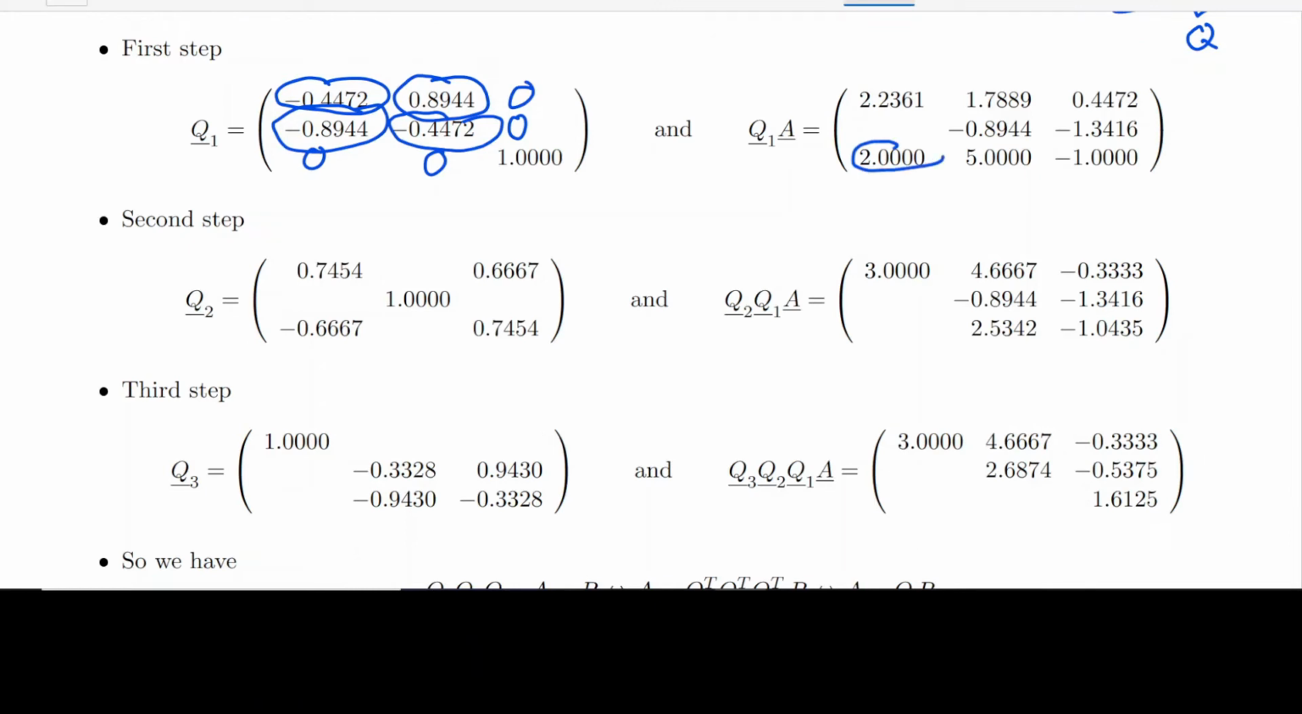Now we want to kill that 2 using the 2.2361. So this time this S is that number, this T is that number, square S, square T, add them and take the square root, and you get some number. And then take 2.2361 divided by that number, and then you get 0.7454. Reuse the number here again. Here you have 2 divided by that number, and here we have minus 2 divided by that number.